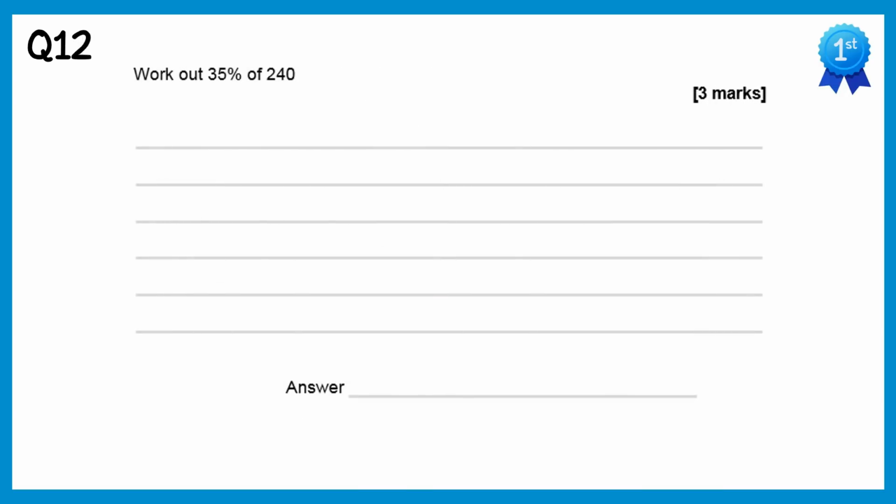For this question, we're going to work out 35% of 240. To start this, I like to work out 10%. 10% of 240 is 24. Another 10% is another 24, and then another 10%, that's 24 again.